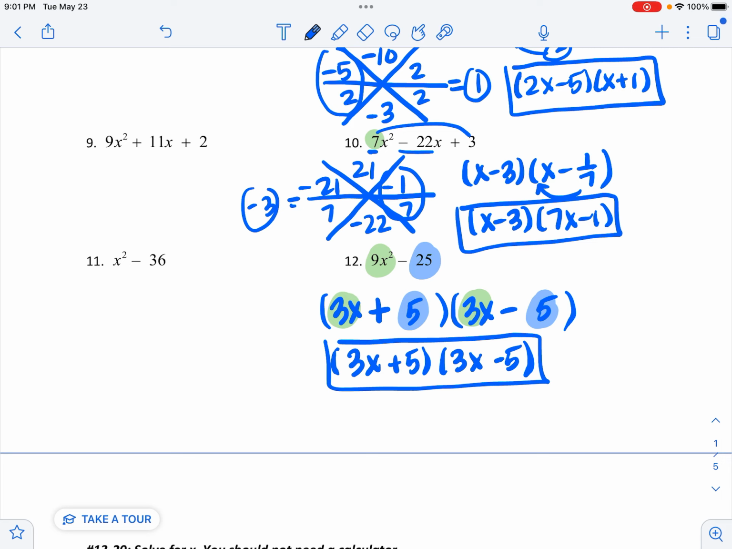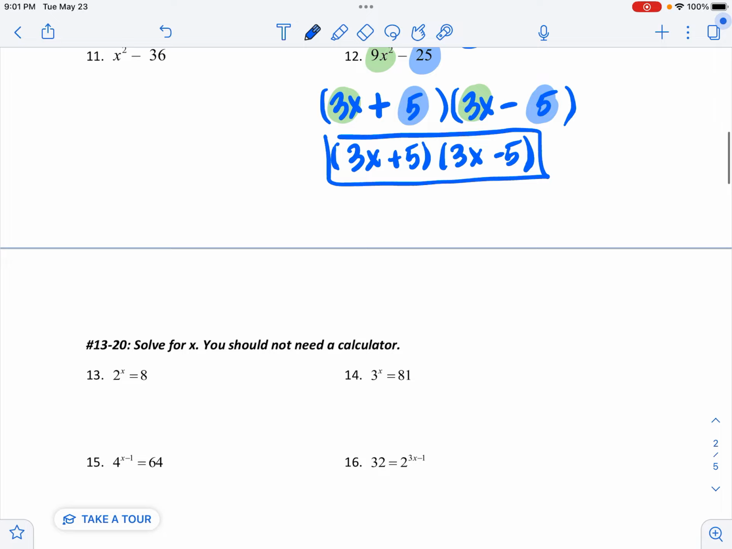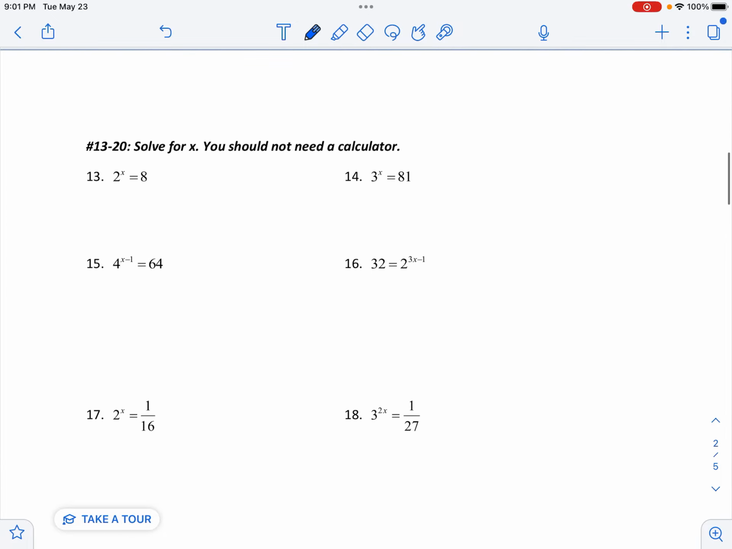All right, you guys, there's a question very similar to that on your final exam. Looking at these guys, solve for x, you should not need a calculator. Remember, this is the one where you want your bases to be equal. I'm always going to start with the bigger number. I want to rewrite 81 as 3 to some power. Well, I know 3 to the 4th is 81, so it's going to equal 3 to the x. Once my bases are equal, I can cancel them out, and you just get x equals 4.